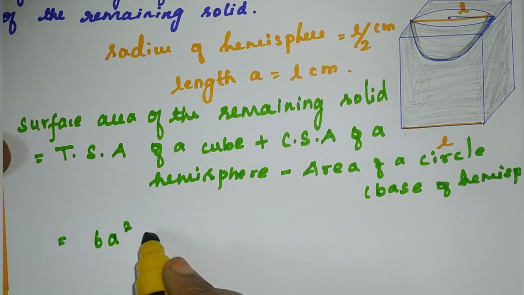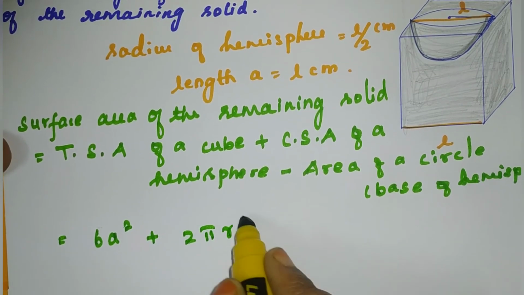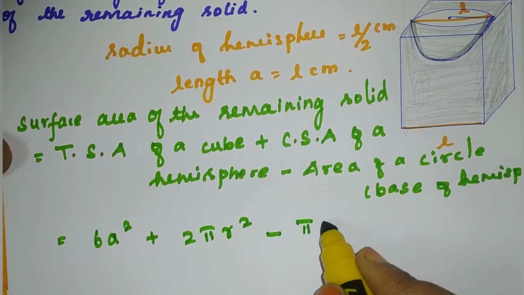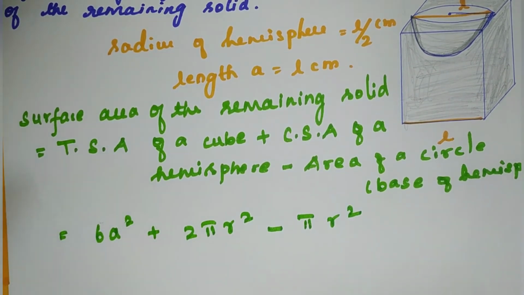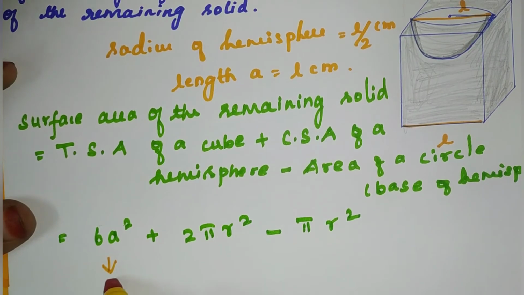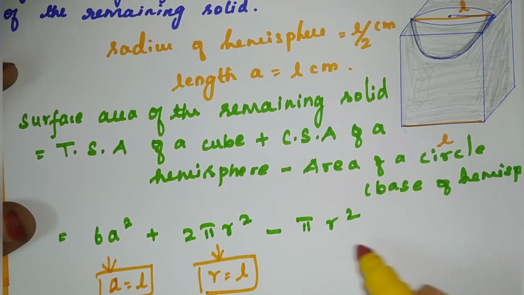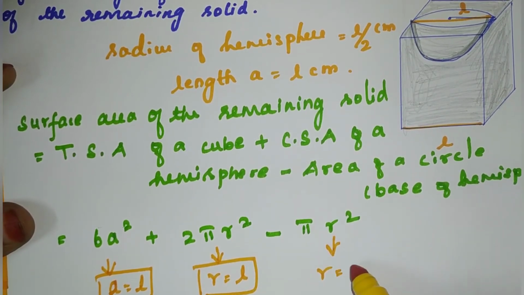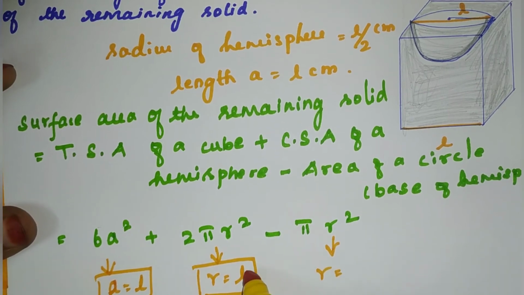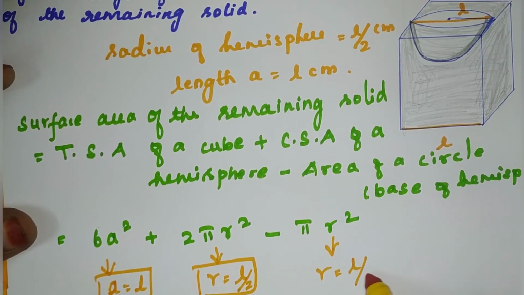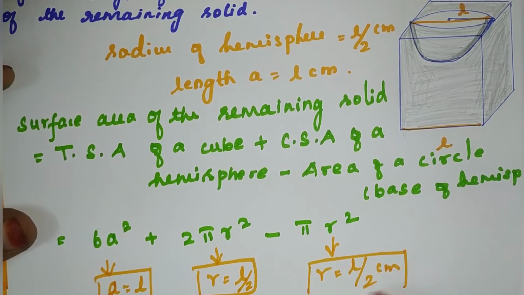6a square plus 2 pi r square, the curved surface area of a hemisphere is 2 pi r square, minus pi r square. The length a is L, and here r is L by 2. The diameter is only L, so the radius is L by 2. Clear?